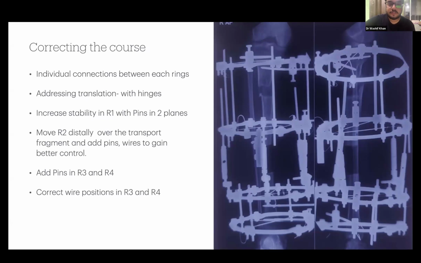Translation was addressed with hinges. Stability was increased in ring 1 by introducing an anterolateral pin. The ring over the transport fragment was moved distally. 2 wires were introduced and 1 pin. Pins were added in rings 3 and 4, and the wires were removed from 3 and 4, and correctly divergent wires were placed.